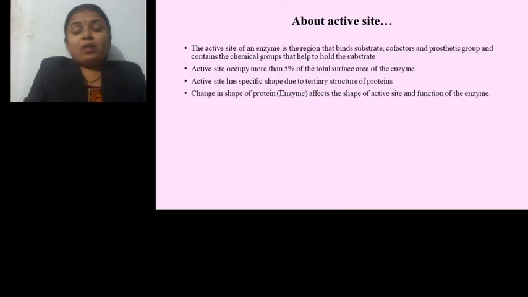Then, about the active site. What is the active site? The active site of the enzyme is a microenvironment on the protein that binds the substrate. It binds the substrate as well as cofactors and prosthetic groups. It contains the chemical groups that help to hold the substrate. The active site occupies less than 5% of the total surface area of the enzyme. The active site has a specific shape due to the tertiary structure of the protein.